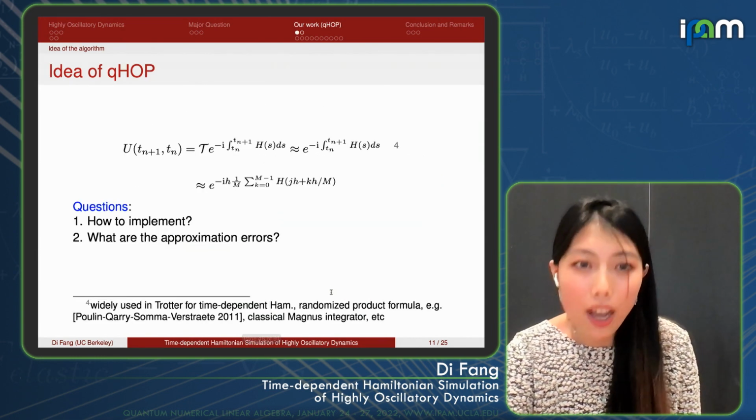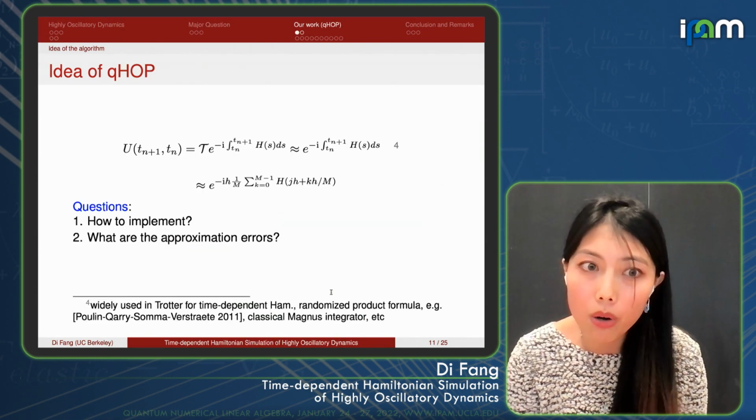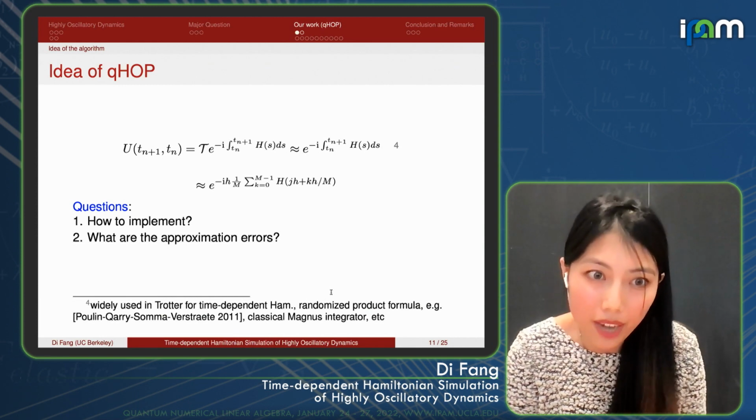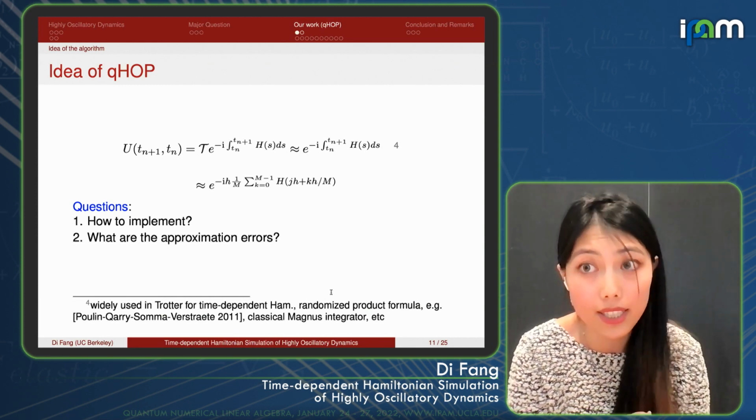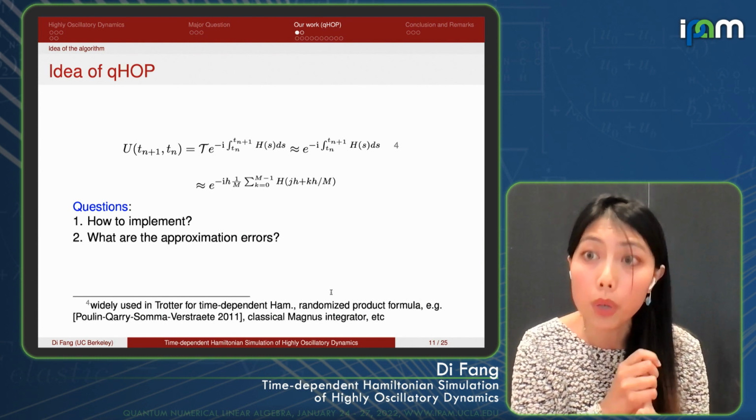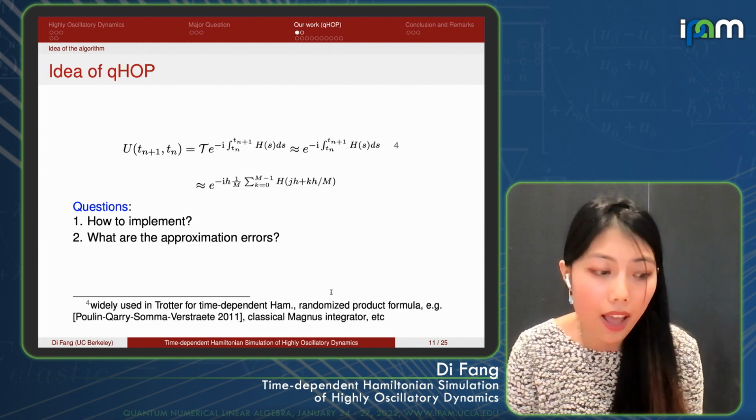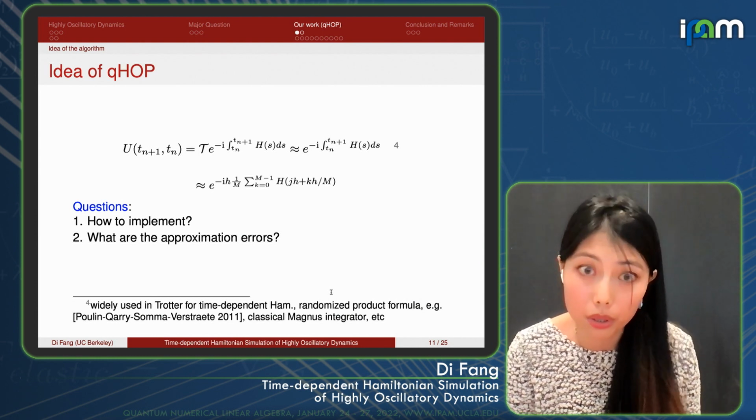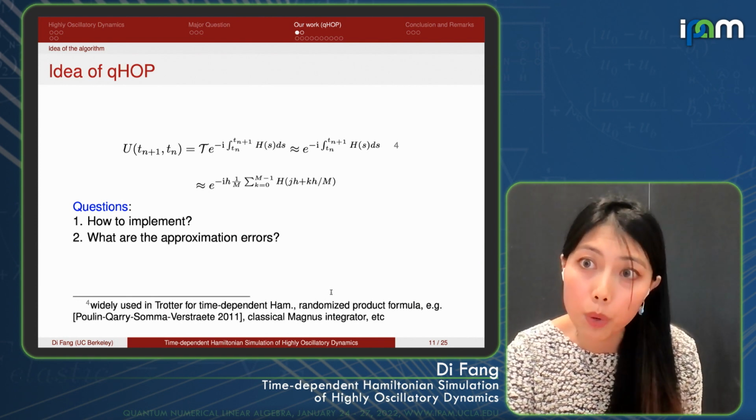All right, so now we have two questions. Whenever we have an algorithm, you want to ask yourself, how do you implement it? Is it easy to implement? Second, what are the approximation errors? The answers to the two together will give us the query complexity. So let's look at them one by one.